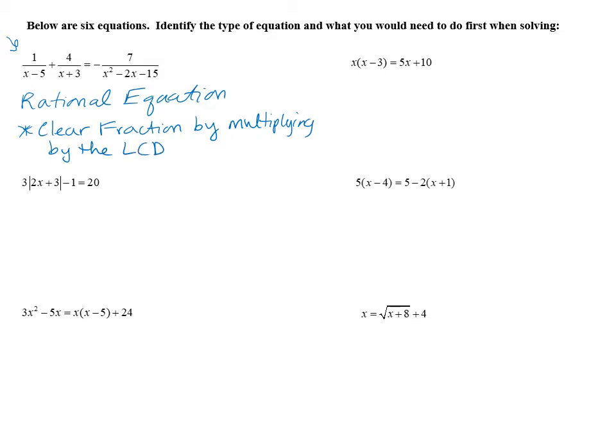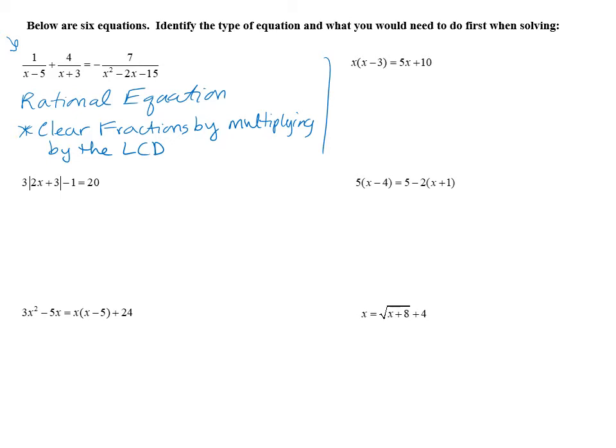So with a rational equation, when you see that you have an equation with fractions, clear the fractions as a first step. Okay. To the right, I have my next equation, x times (x minus 3) equals 5x plus 10.